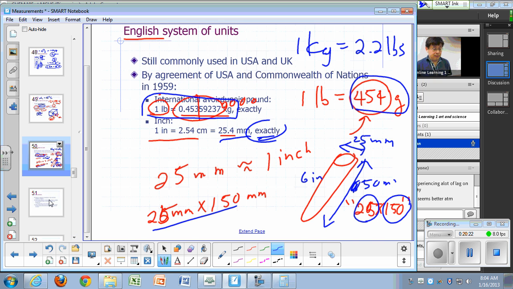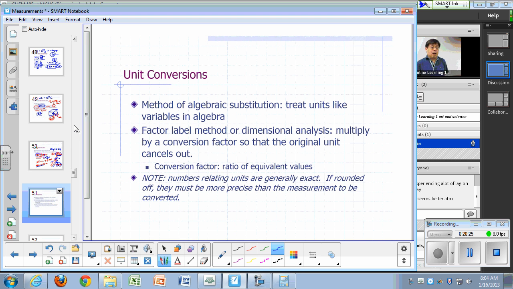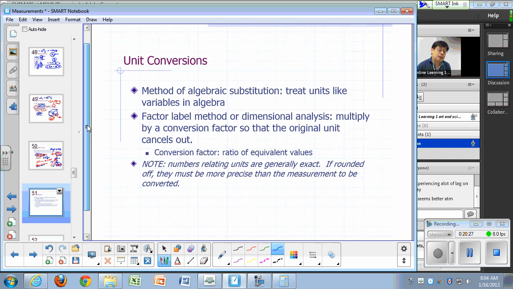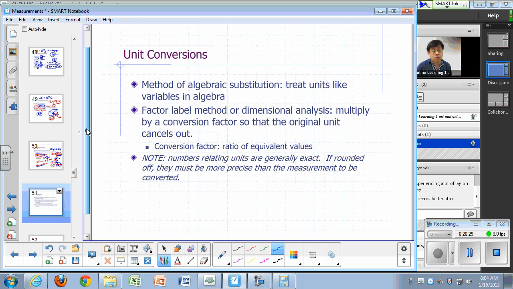All right. So since there are many units that are in use, we need to be able to convert measurements expressed in one unit into another. And conversion is still fairly simple if you realize that when you attach a number to a unit, all you're really doing is algebra. So you can use what's called the method of algebraic substitution, or you can use the more familiar method known as the factor label method, and I'll show you later why that method works.